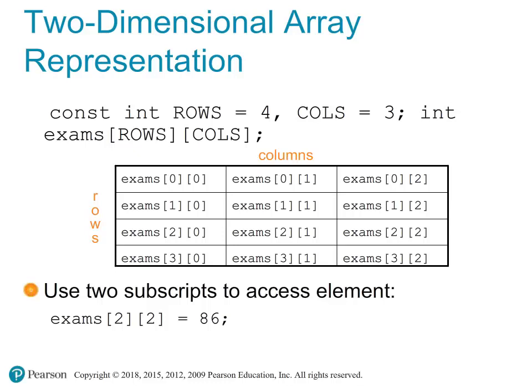Remember that the array index starts from 0, so the first row is exams subscript 0, then the subscript for the column. The first column is exams, the subscript for the row, and the subscript 0, and so on. So imagine the array as a 4 times 3 grid. The element at exams[2][2] will be found in the third row and the third column.